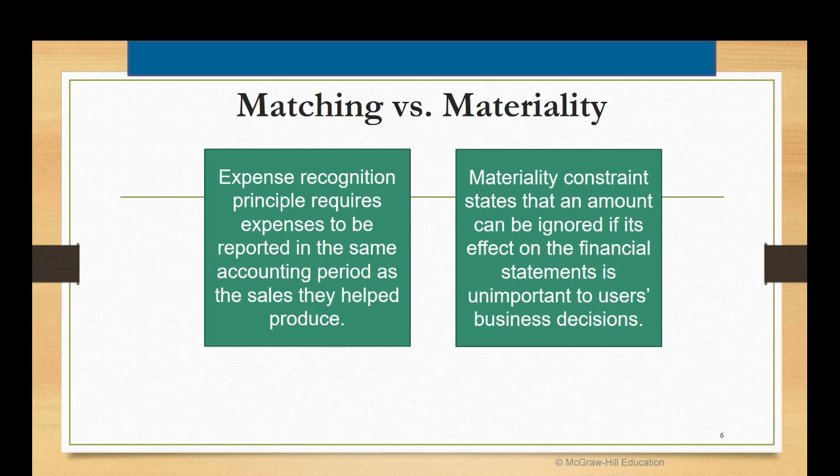In accounting, we always need to keep in consideration the matching principle, but we also need to do it with respect to the materiality constraint. The matching principle once again says that expense recognition requires that expenses be reported in the same accounting period as the sales that they helped produce. The materiality constraint states that an amount can be ignored if its effect on the financial statements is unimportant to users' business decisions. Of course, you have to go through the hassle of computing adjustments before you know if they're material.